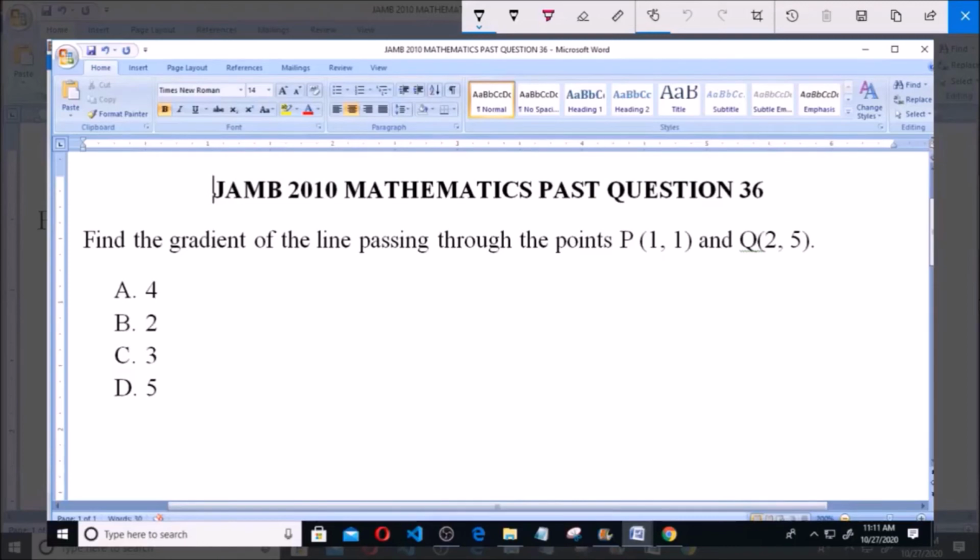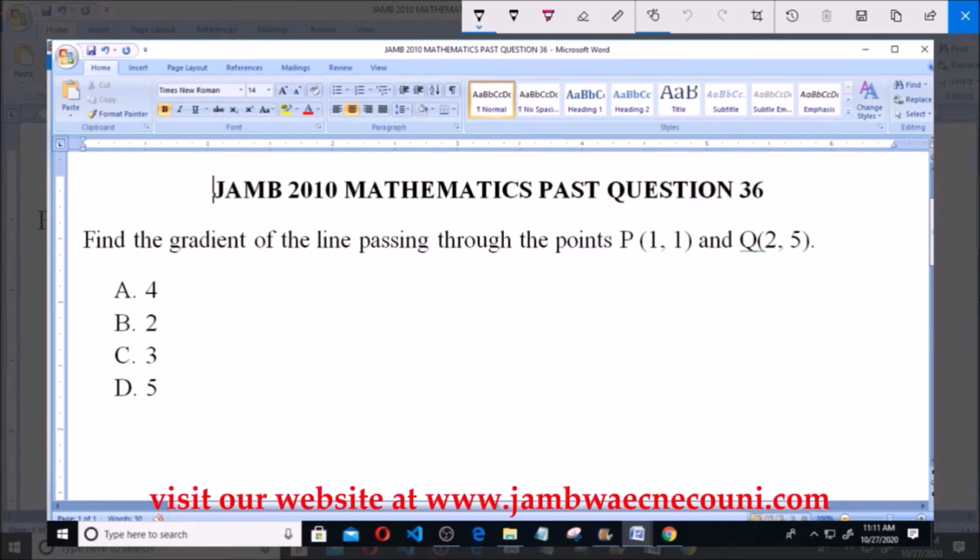I will be answering JAMB 2010 Mathematics Past Question 36. Find the gradient of the line passing through the point P. Now point P has the coordinates 1, 1 and Q has the coordinates 2, 5. Now A we have 4, B we have 2, C we have 3 and D we have 5.